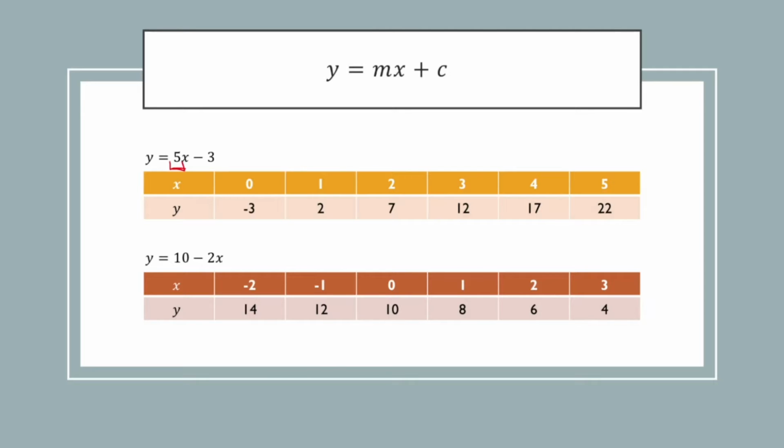So the 5 goes up by 5. And we always look at the number in front of the x. So don't look at the 10, look at the minus 2. And it goes down by 2 each step. So guys, the gradient describes the rate of change, and in linear relationships, the rate of change is always constant.